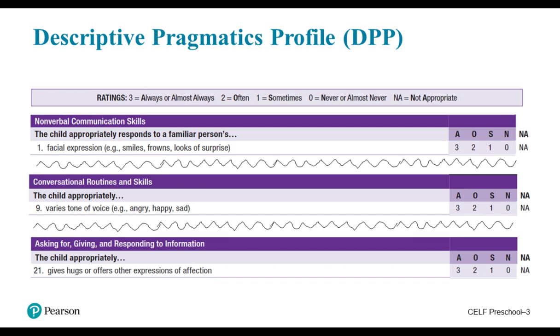So you'll be marking whether the child always or almost always does this behavior, if they do it often, sometimes, never or almost never, or that the behavior is not appropriate either for the child's age, you feel, or that it's really not appropriate considering their cultural background.